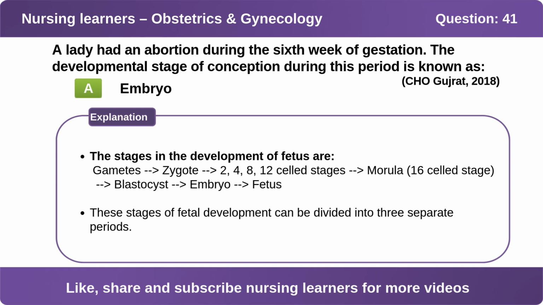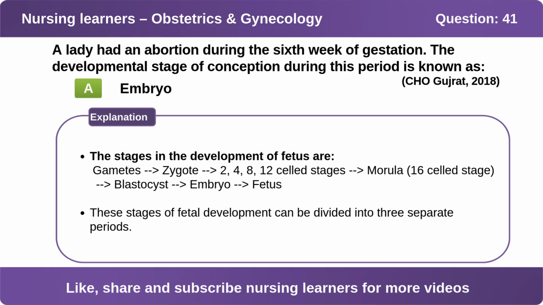Gametes, that is sperm and ovum, fertilize to form zygote. Zygote then undergoes cell division to form 2, 4, 8, and 12-celled stages, followed by a 16-celled stage called morula. Morula then further divides to form blastocyst, which then develops into an embryo and finally into a fetus.